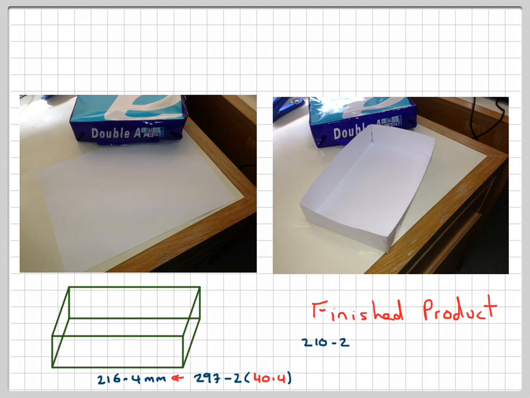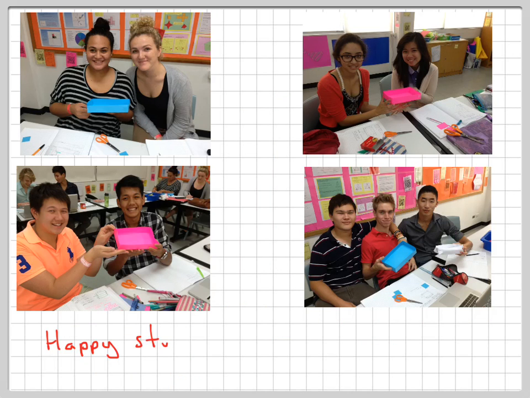So if we put the box in, and put 40.4 into the dimensions of the box, the box has to have dimensions 216.4 times 129.2 times 40.4 millimeters. That's the dimensions of this box here. This is the actual size, which will give the maximum volume. And finally we have some happy students who have actually sat down and made their boxes for us today.